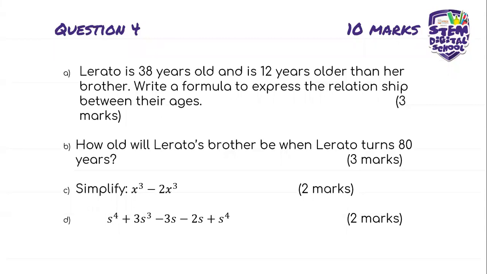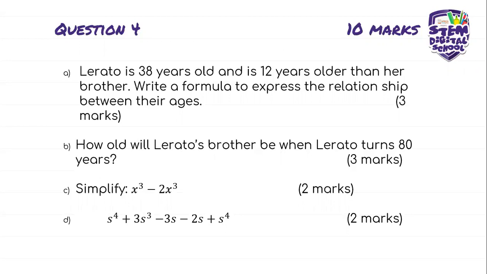But let's start with the first one where you need to now express the relationship between their ages just by a formula. Remember, Lerato is 38. I see that Unkabet says 38 minus x is equal to, or are you meant to say 12? Yes, I agree with you. Initially you said 18, but then I see you corrected that. So 38 minus x. Great. If you just subtract x there, you definitely get 12.